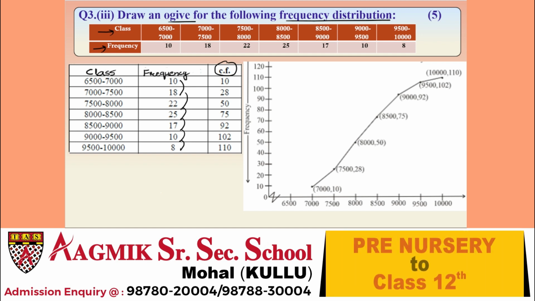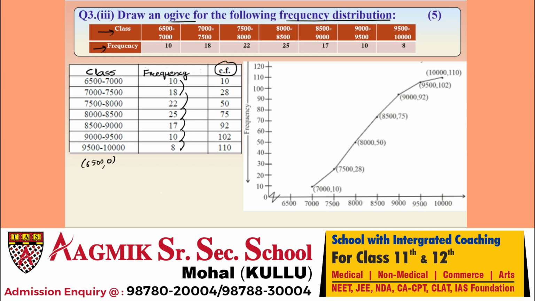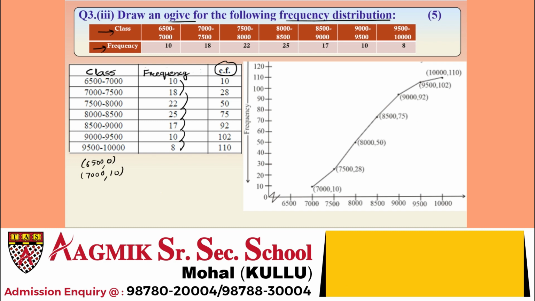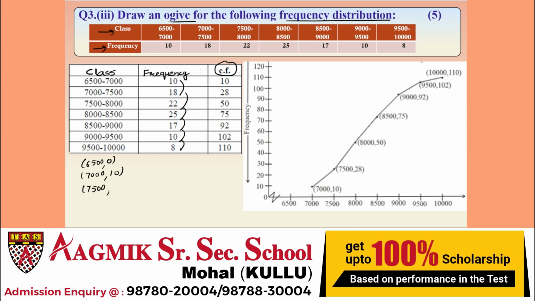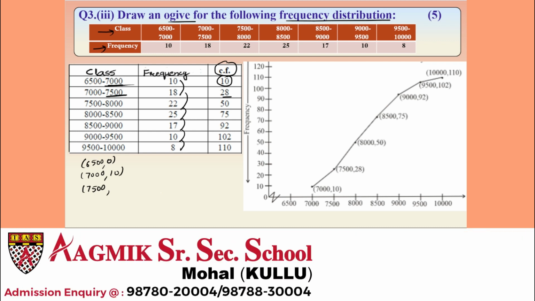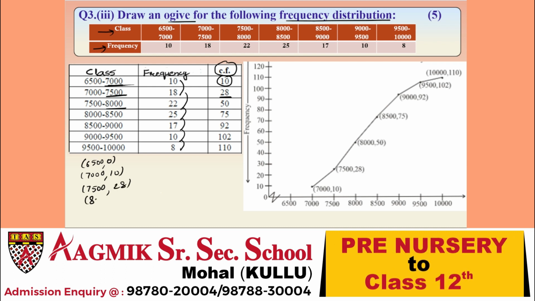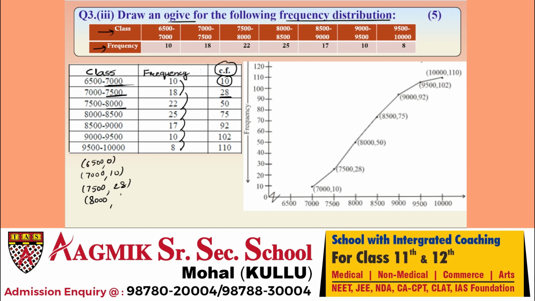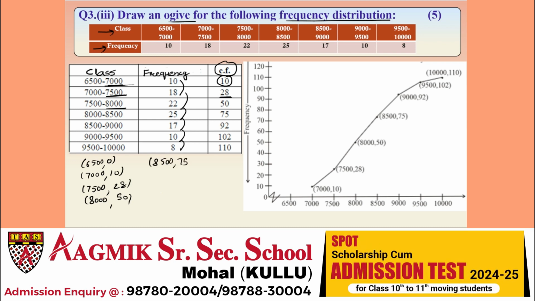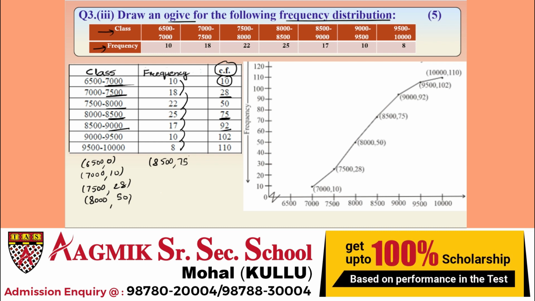As you can see, first of all we are going to plot this point 6500, 0. Then we are going to plot the second point 7000, 10. Then we have the next point 7500, we keep taking the cumulative frequency now. So for 7000 it is 10, 7500, 28. Similarly 8000, 50. Next point would be 8500, 75, right? 8500, 75. Then 9000, 92.